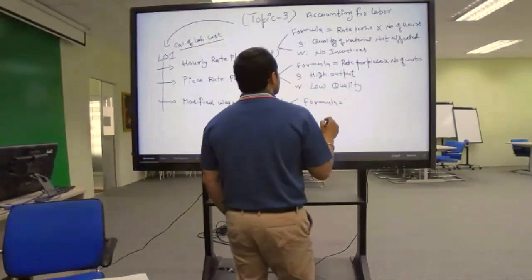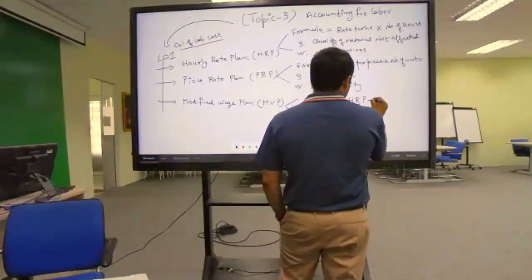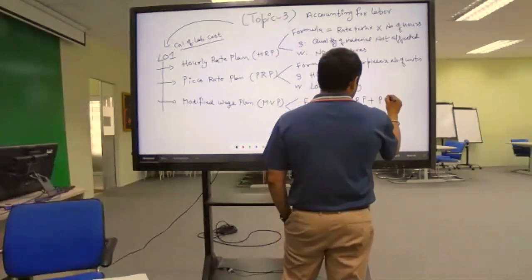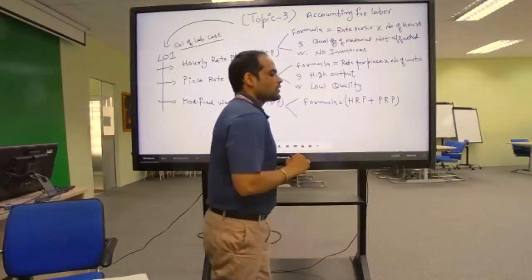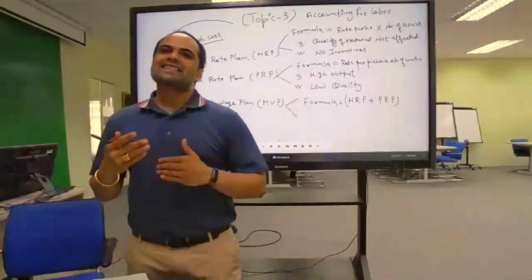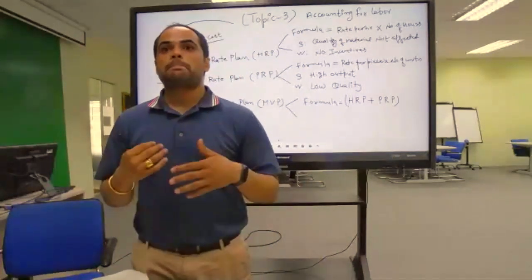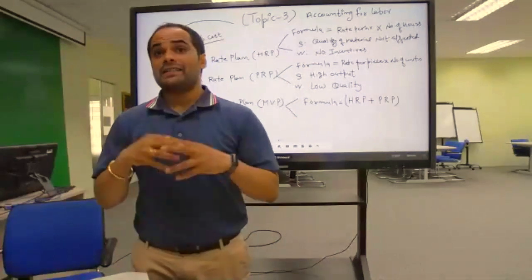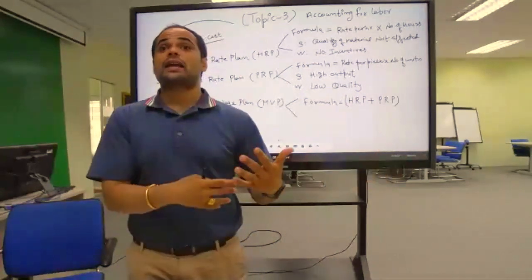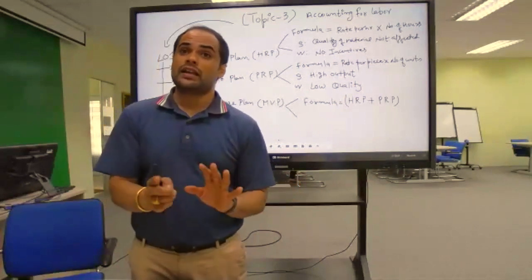The formula is hourly rate plan plus piece rate plan. What does it mean? To some extent, the company will pay them per hour, and then later on the company may pay them per product. It depends on the company.